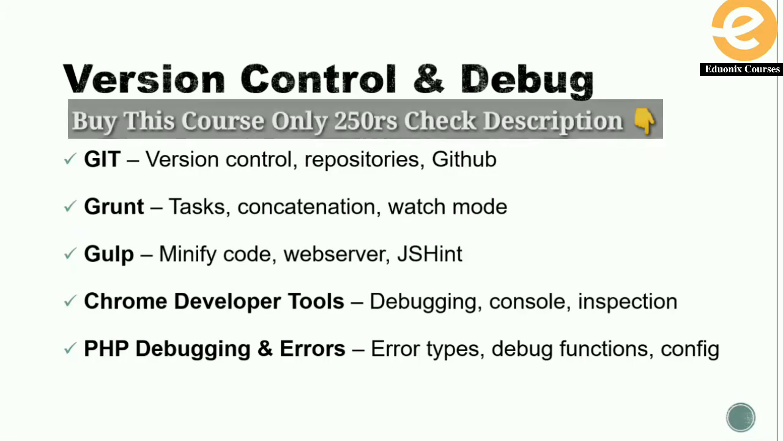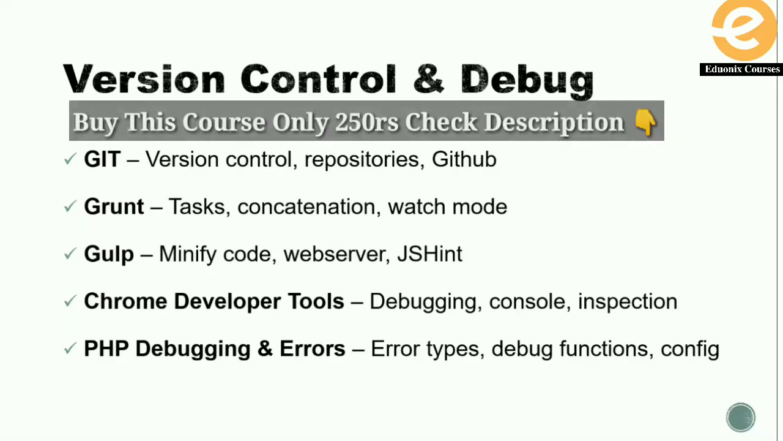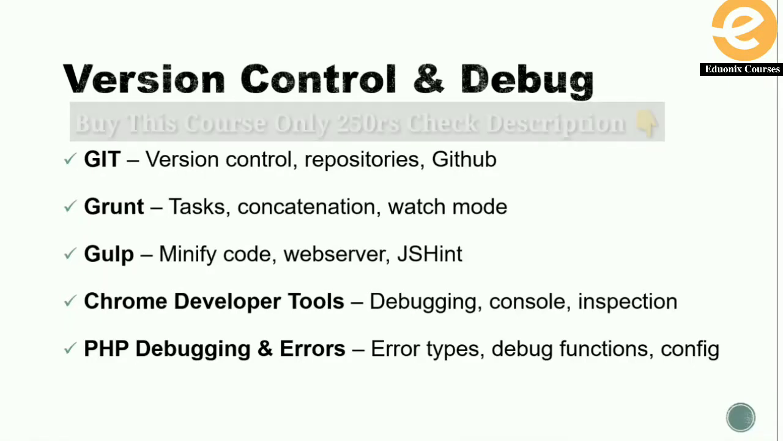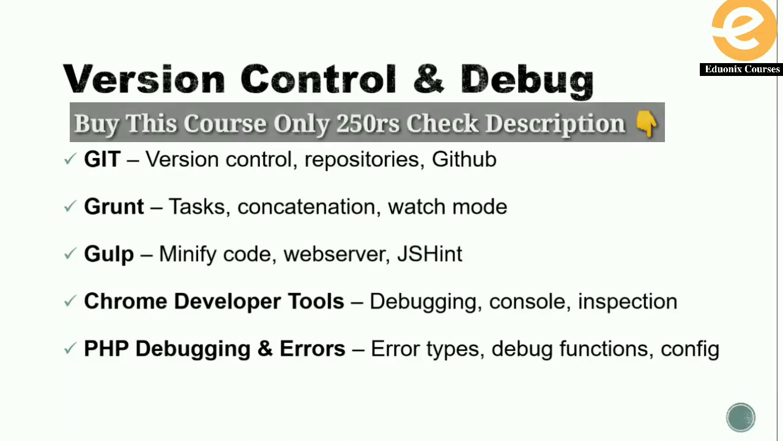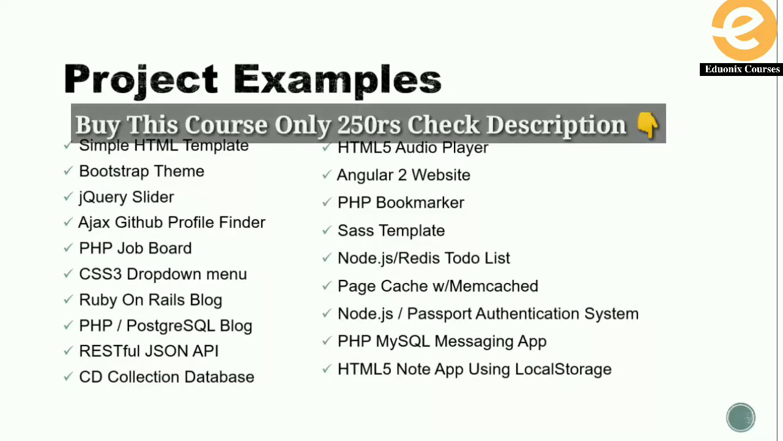I'll show you all the different tabs, how to use debugging, how to use the console, inspect your code, things like that. And then we'll move on to PHP, where we'll talk about the different types of errors, different functions to help us debug, and also some of the configuration options. All right, so those are the 5 different areas that we'll be looking at.